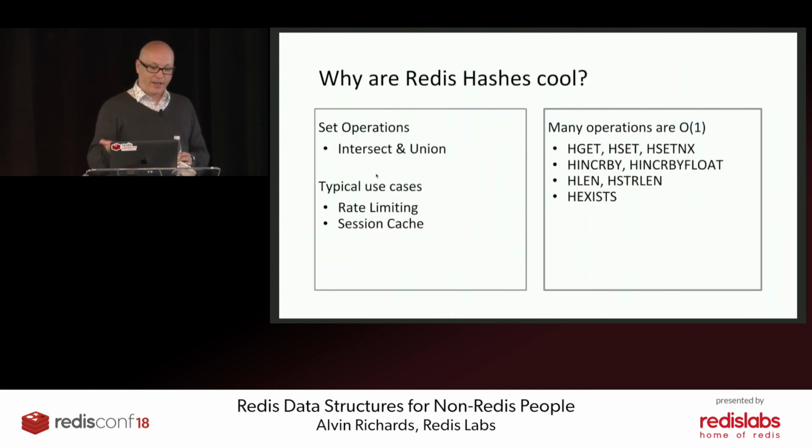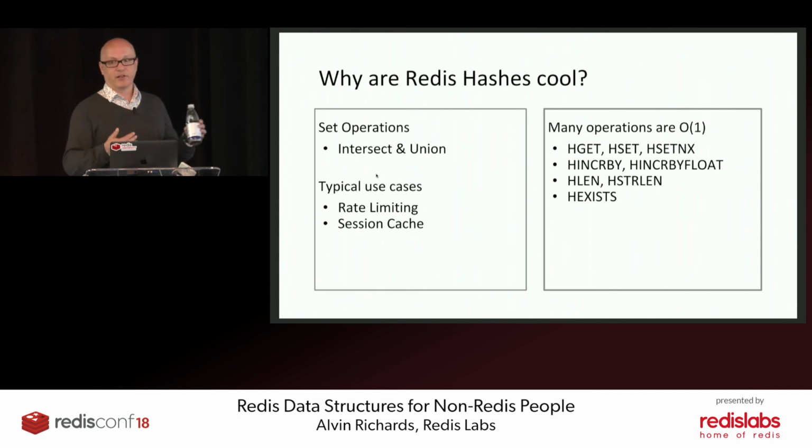So why a hash is cool, again, a lot of the operations are O(1). So that means that accessing a field in a hash with one field is the same cost as accessing a field in a hash with 1 million fields in it, right? So the performance is consistent irrespective of the size of those hashes.